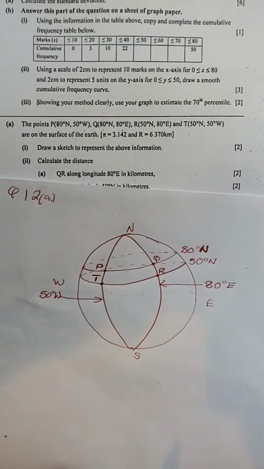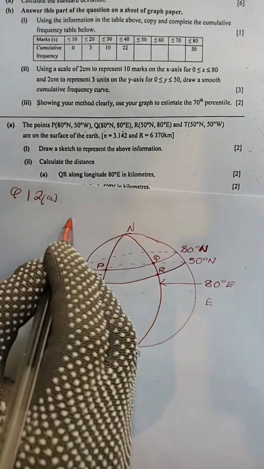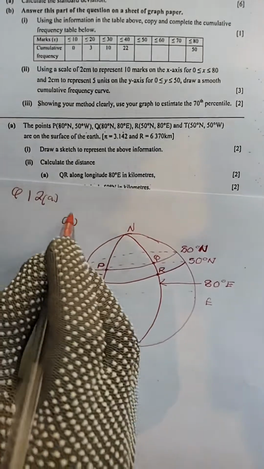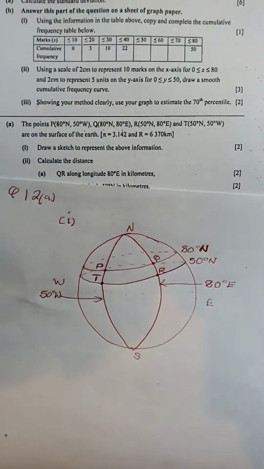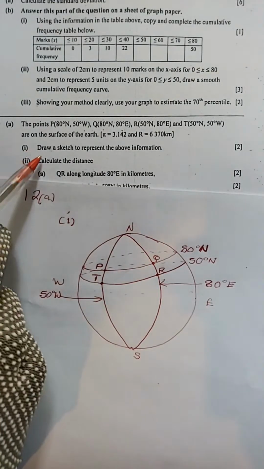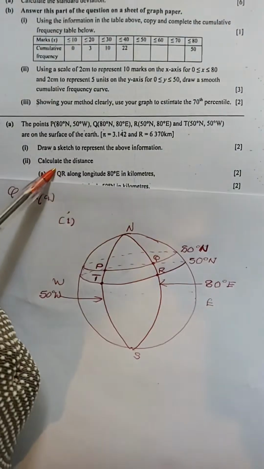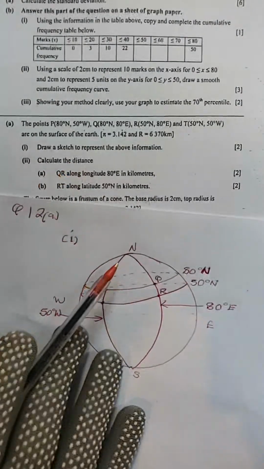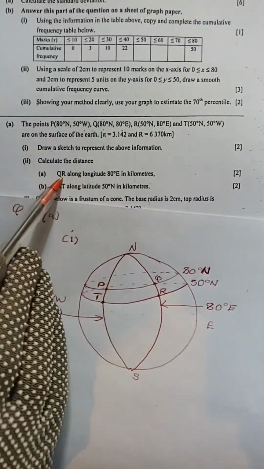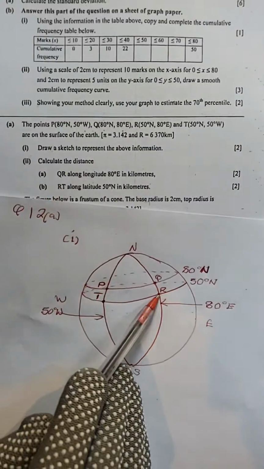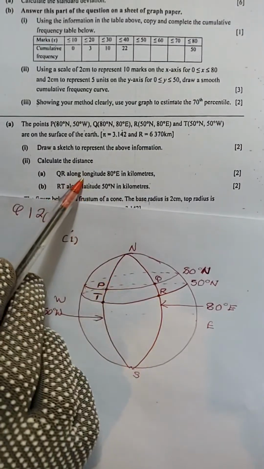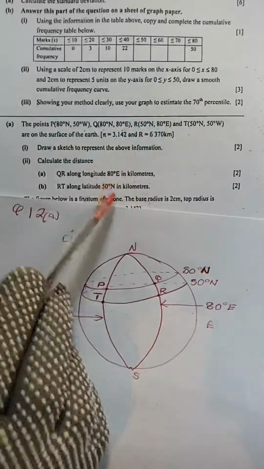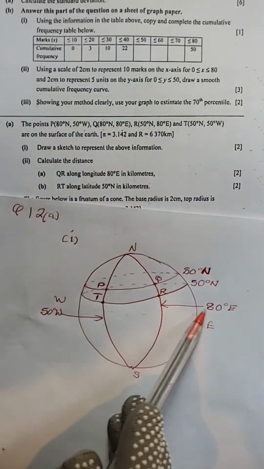So yeah, we've illustrated, and this is the first question, question 1. Okay, we've sketched. Now the second question is saying calculate the distance QR along longitude 80 degrees east. Yes, this is along 80 degrees east.